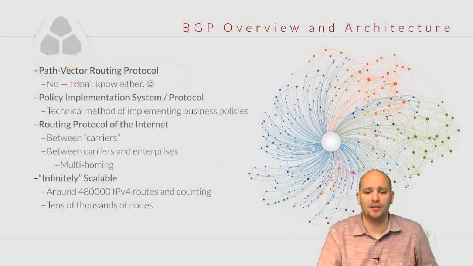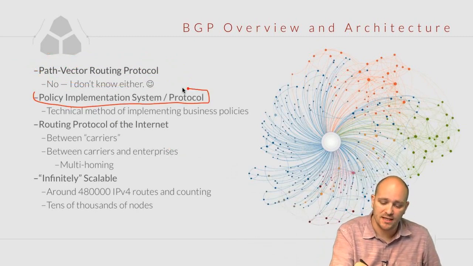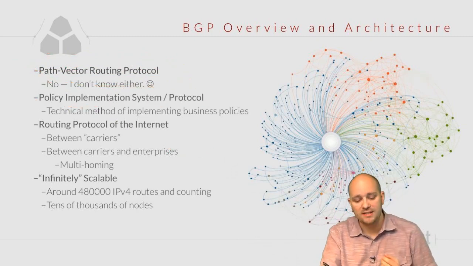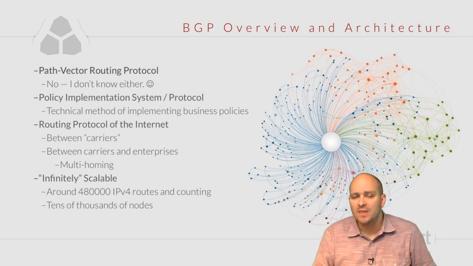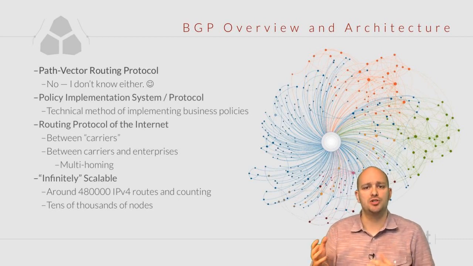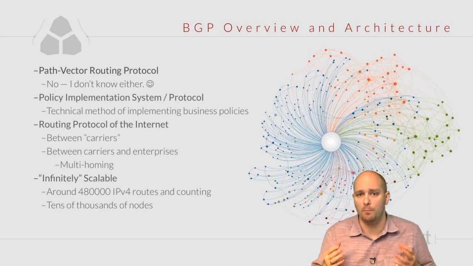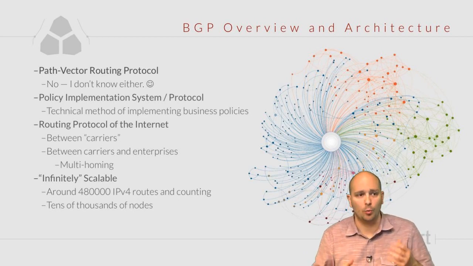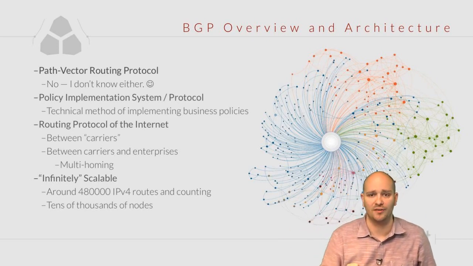The way I like to think of BGP is that it is actually a policy implementation system, a policy implementation protocol. Now, what does that mean? That simply means that BGP is a technical means to an end. It's a technical method of implementing business decisions. For example, we want to send traffic there because it's less expensive than sending the traffic there.